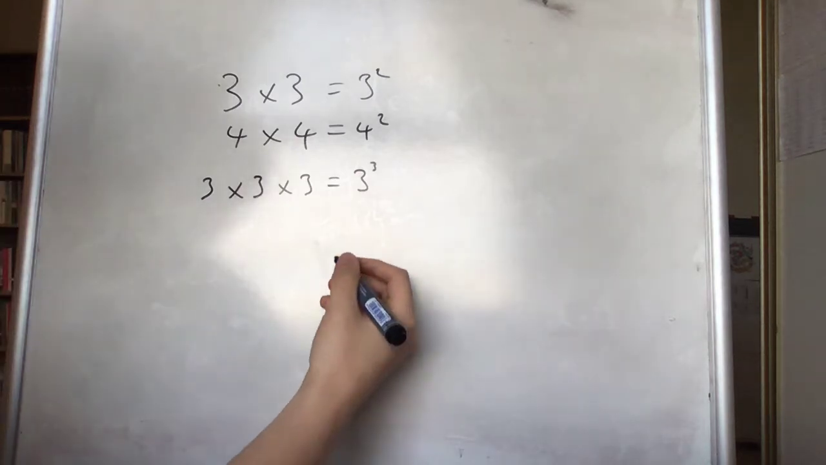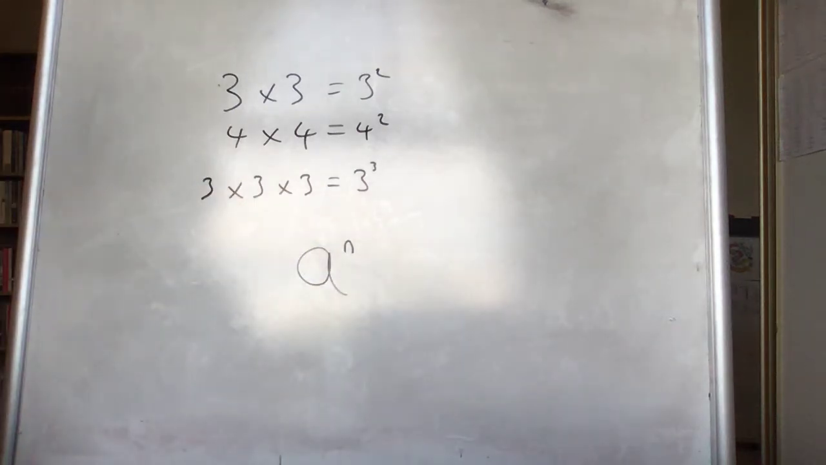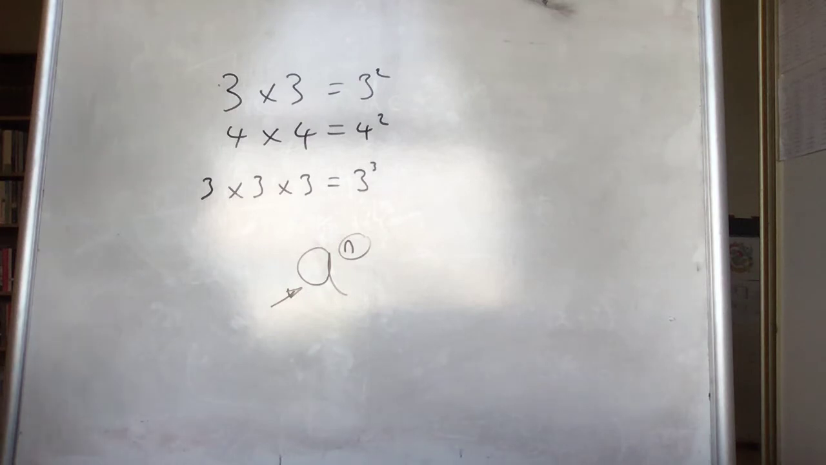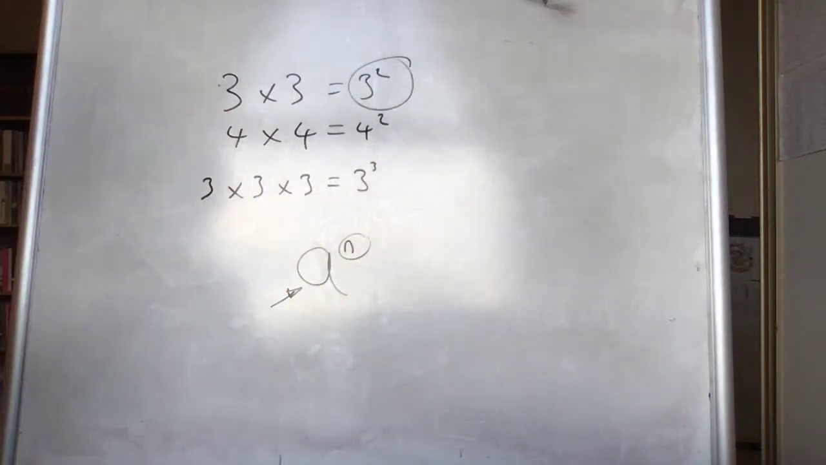Therefore, if we have our notation as a to the power of n, the index, which is this one here, the n, which is also known as an exponent or a power, simply tells you how many times the base, this is our base here, should be multiplied by itself. So 3 squared simply tells us that we need to multiply 3 by itself 2 times. And 3 cubed simply tells us that we need to multiply 3 by itself 3 times.